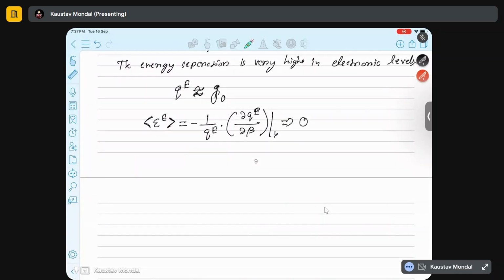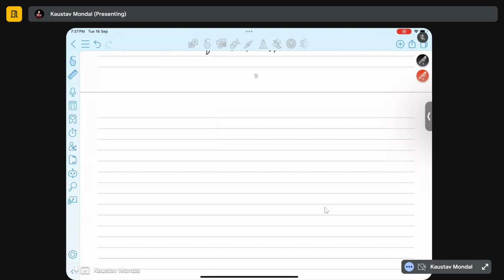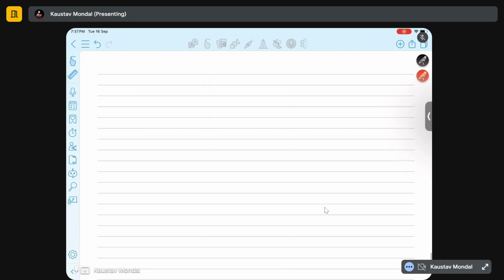So now the next thing that we will be discussing briefly is the heat capacity. So what happens here? That is a bit different from the cases that we have discussed so far. So, heat capacity. Let me write the name of the topic: heat capacity.